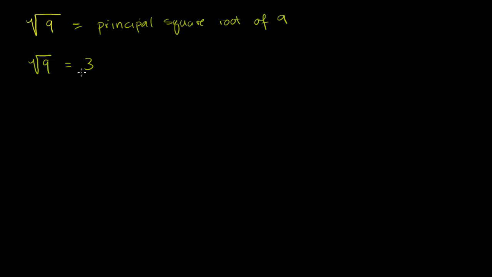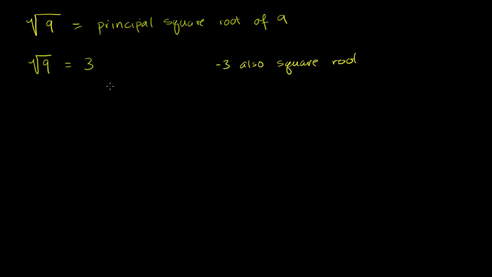And I'm being clear here because you might already know that 9 has 2 actual square roots. By definition, a square root of 9 is a number that if you square it equals 9. 3 is a square root, but so is negative 3. But if you just write a radical sign, you're actually referring to the positive square root, or the principal square root.